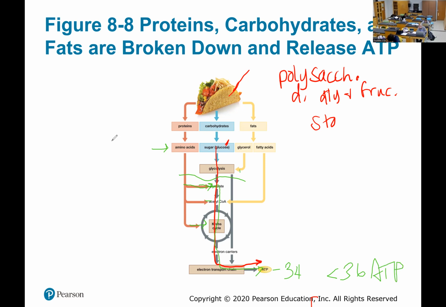Glycerol from the fats can be pushed into glycolysis. And then fatty acids can be converted into acetyl-CoA and then go through the process. So when we teach ATP production and cellular respiration, we show it using glucose because it goes all the way through, goes through all the steps, and makes the most ATP. But the other monomers from the foods we eat can be entered into these steps as well. And that's what this is showing here.